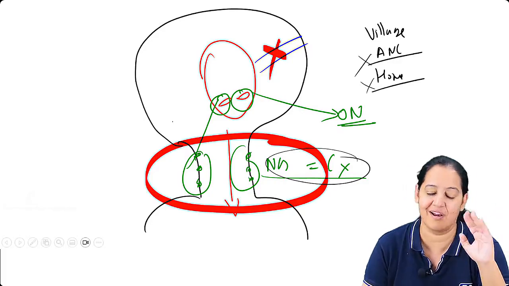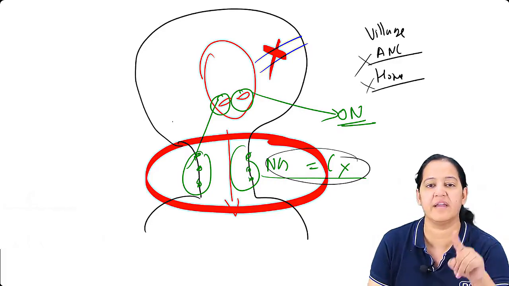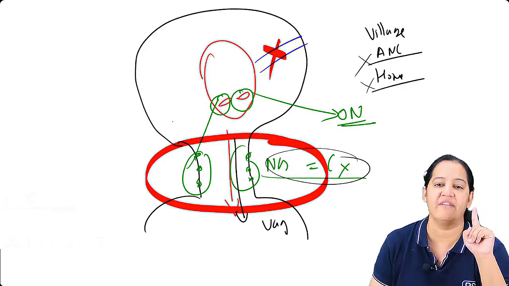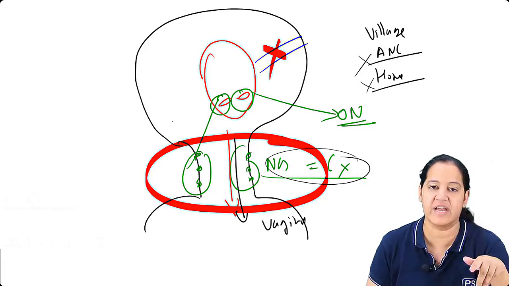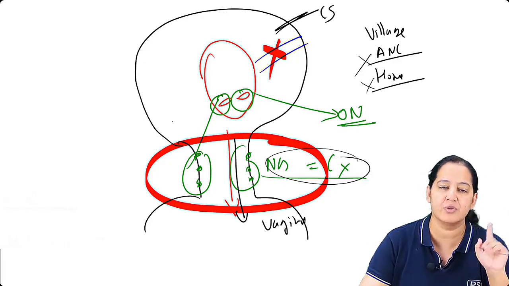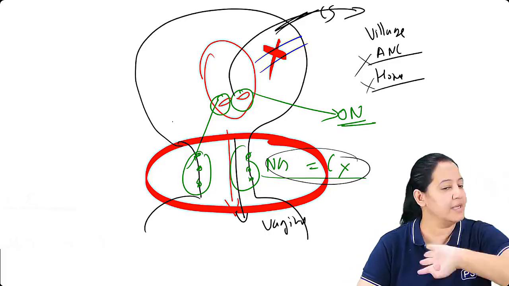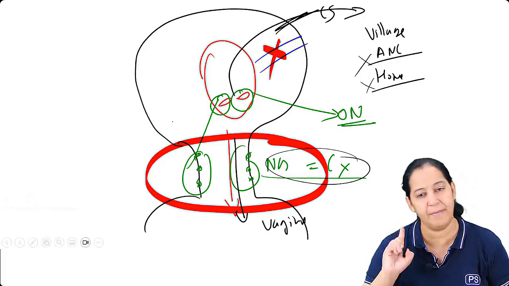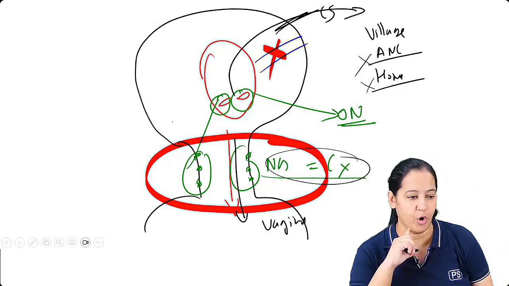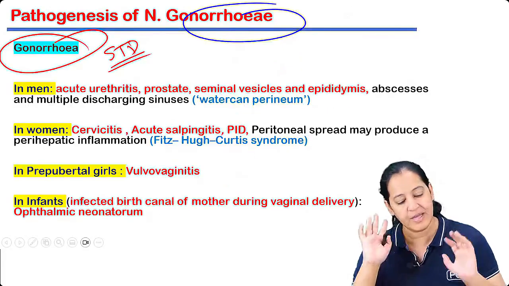Infected birth canal. One more thing you have to notice here, it will occur only in vaginal delivery, when the child is passing the cervix or the vagina. If you do cesarean section, the newborn comes out from above. In cesarean section it won't happen. It happens only in vaginal delivery. I hope you all got it. So that is the fourth presentation.